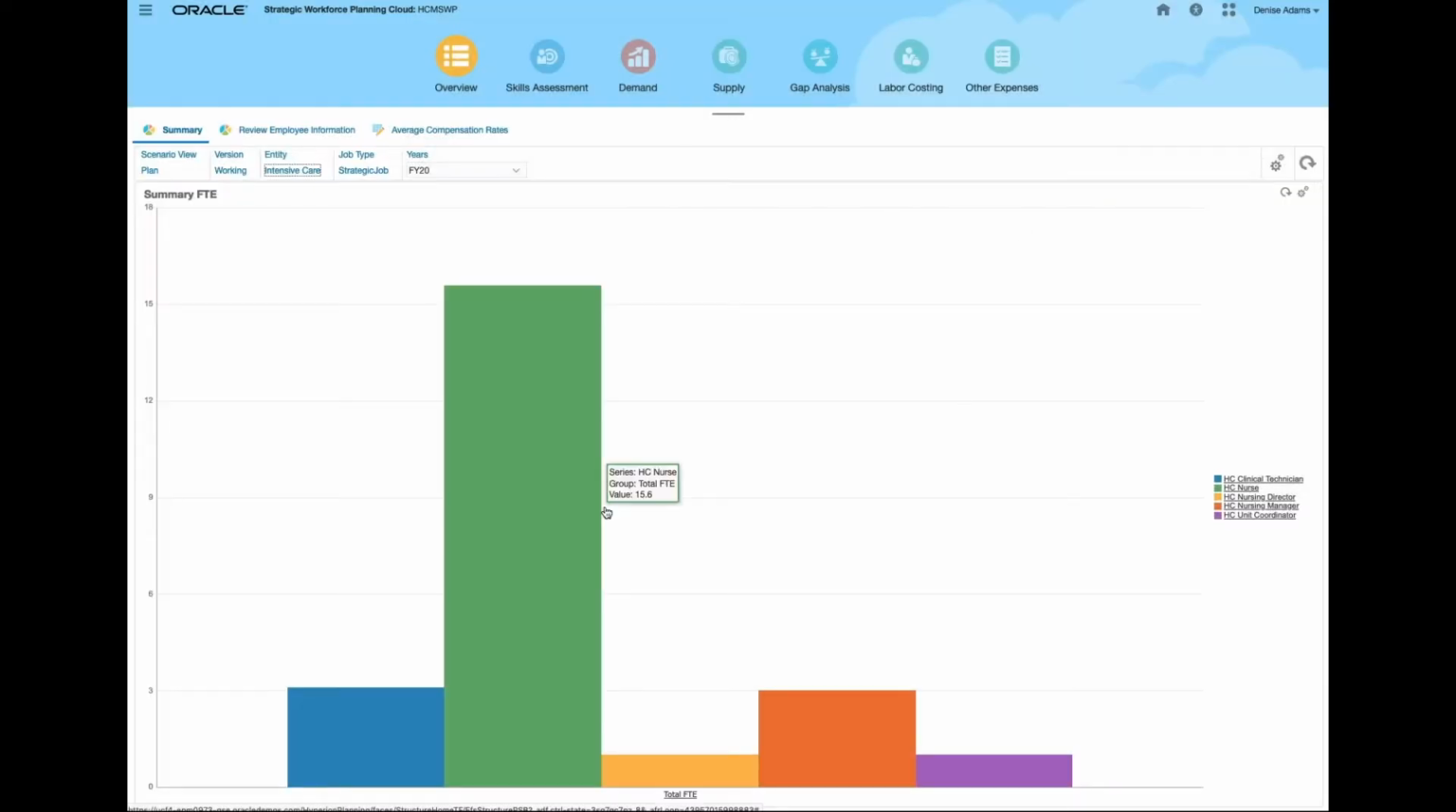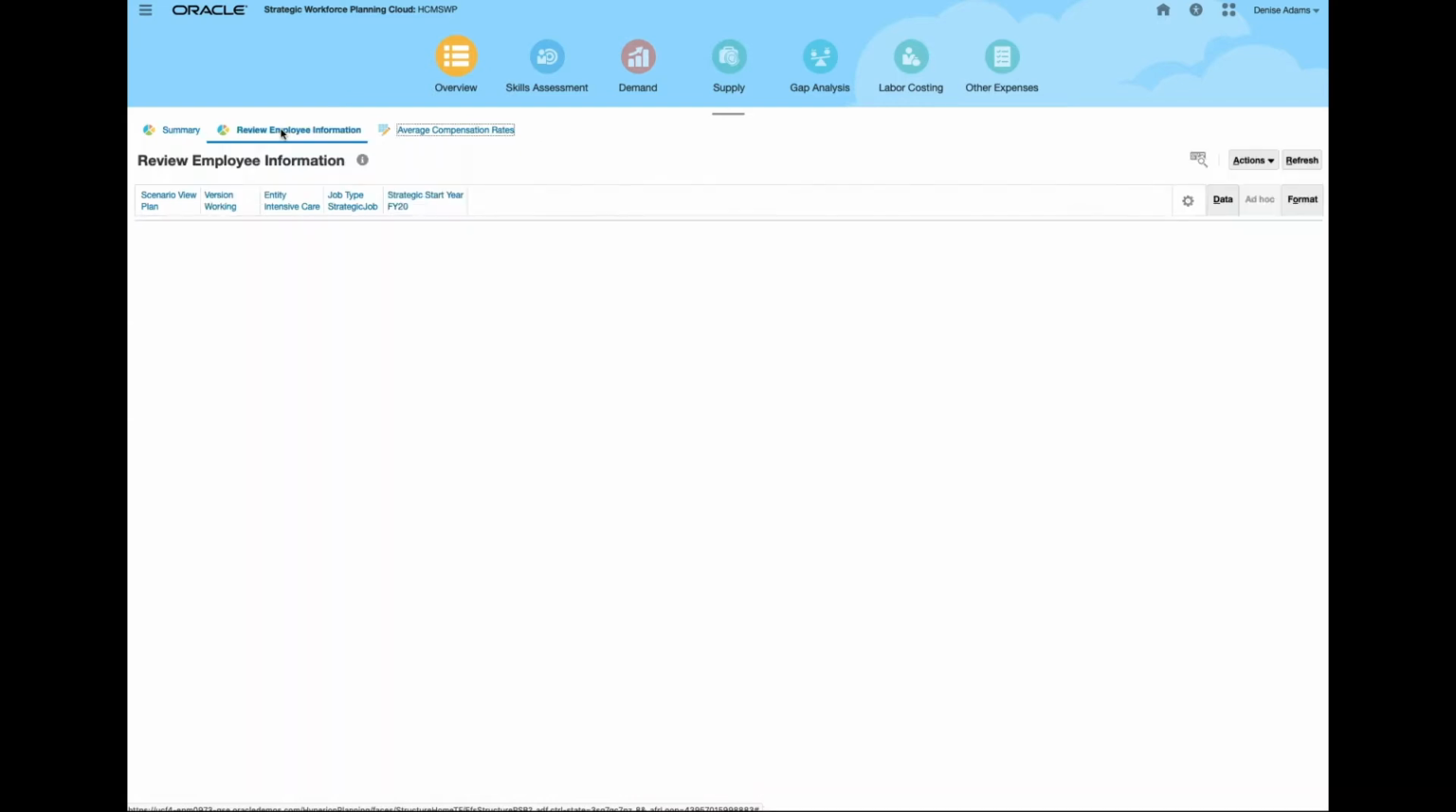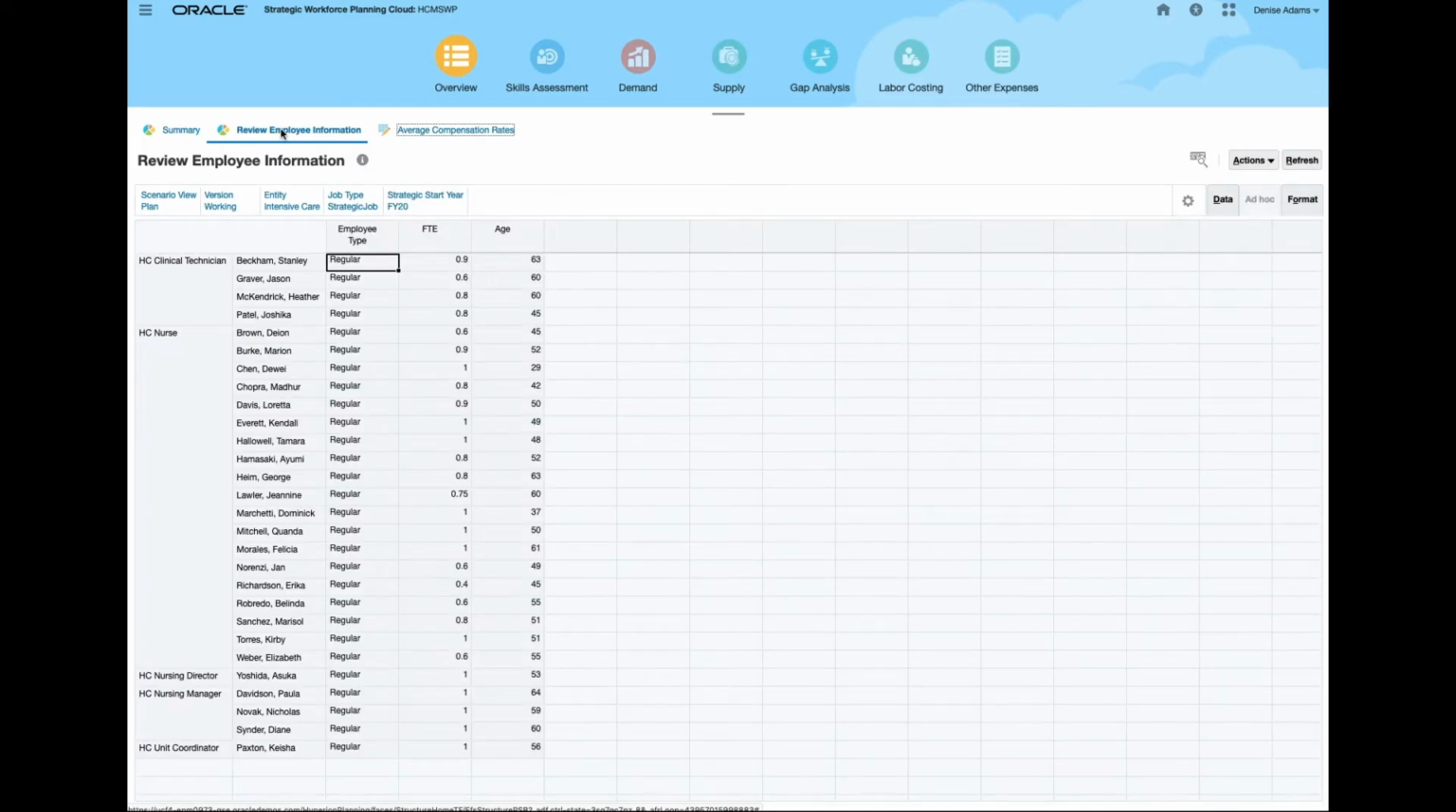What I can see is my current staffing information. So I can see that I have 3.1 FTEs for clinical technician. I've got around 16 FTEs for my high HC nursing, my nursing directors, etc. So that's my current position. And that's actually coming from employee information, which I may have extracted from either my HR system or could have been loaded from a spreadsheet.